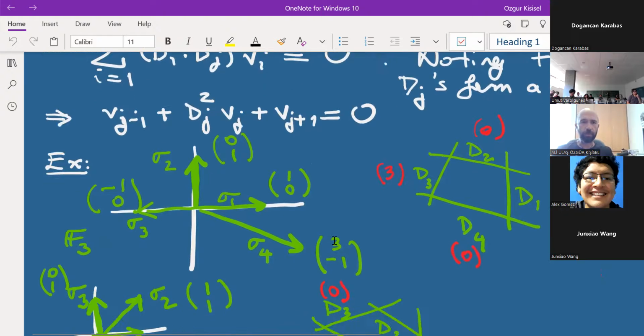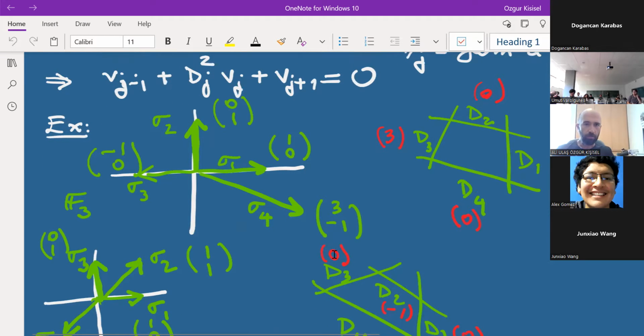Okay, let's see this again on this example with these 4 rays. The primitive generators are (1, 0), (0, 1), (-1, 0), and (3, -1). These correspond to these 4 divisors, d1, d2, d3, and d4. Well, for example, if you want to find d2 squared, you should look at sigma 1 plus sigma 3, which is (0, 0). So that's 0 times (0, 1). Therefore, d2 should have self-intersection 0.